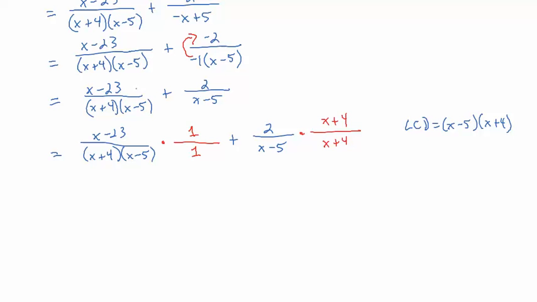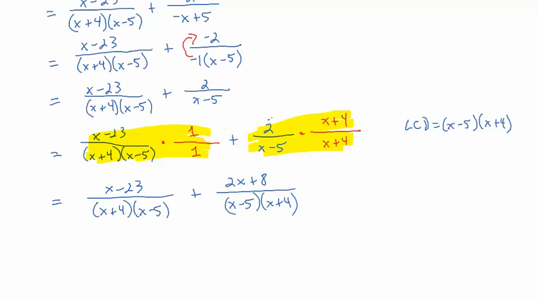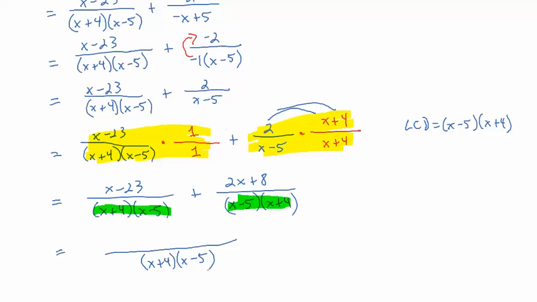Now I'll do my order of operations, and I'll multiply the first two fractions, and I'll multiply the second two fractions. Note that I distributed my 2 here when I multiplied those numerators. Now my denominators match. They're exactly the same thing, so these two fractions will combine to have one fraction with that denominator. And I just need to combine my numerators. So x plus 2x is 3x. And negative 23 plus 8 is negative 15.